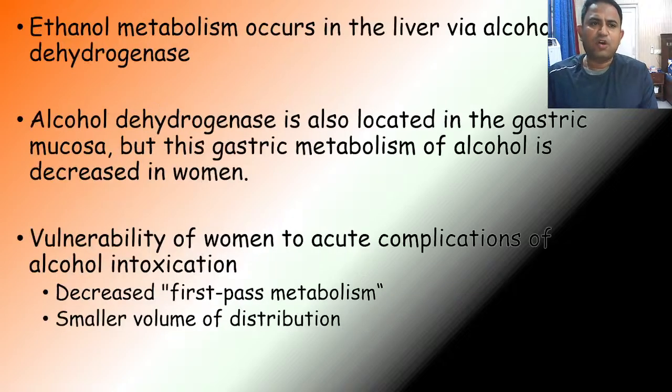So how is alcohol metabolized in the body? Alcohol undergoes metabolism in the liver by an enzyme known as alcohol dehydrogenase. Alcohol dehydrogenase is also located on the mucosa of the stomach, and that is where the metabolism of ethanol starts taking place. But this gastric alcohol dehydrogenase is somewhat deficient in the women population. The vulnerability of women to acute complications of alcohol is due to decreased first pass metabolism in the first place, because of lack of alcohol dehydrogenase in the gastric mucosa and the small volume of distribution.